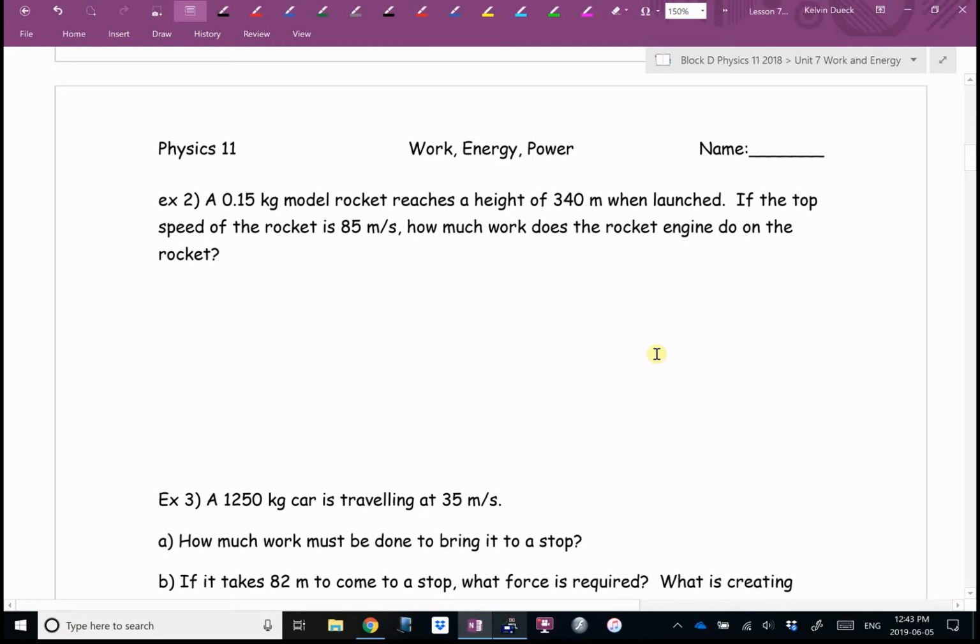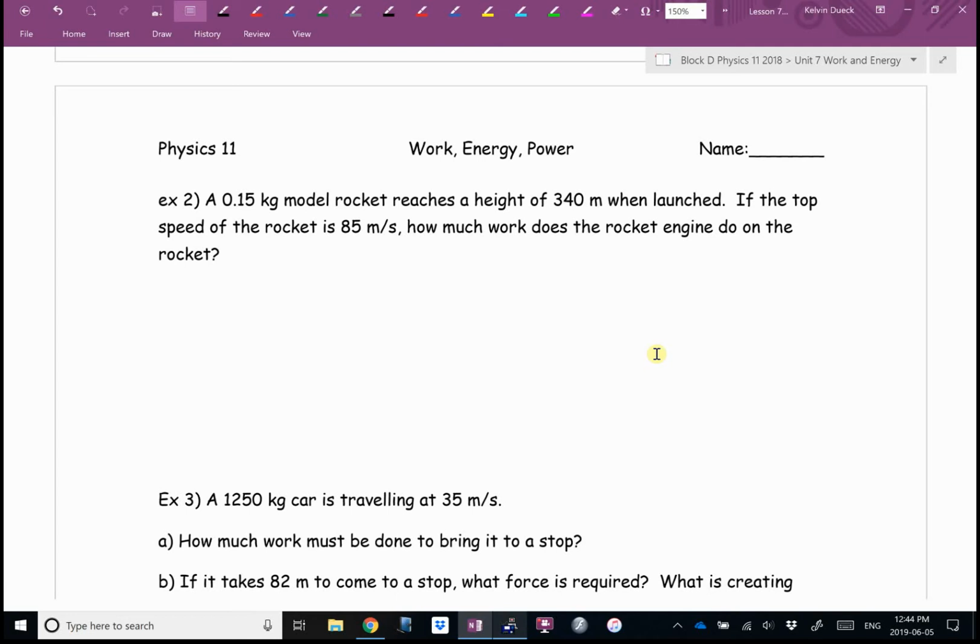A model rocket reaches a height of 340 meters when launched. If the top speed of the rocket is 85 meters per second, how much work does the rocket engine do on the rocket? Or how much chemical energy must be stored in that rocket engine? Or if we were doing this on a larger scale, how much rocket fuel does NASA need to put in to get it way up there? Not 85 meters, but way, way, way higher. We'll look at that particular question next year because I have to teach you Newton's universal law of gravity first.